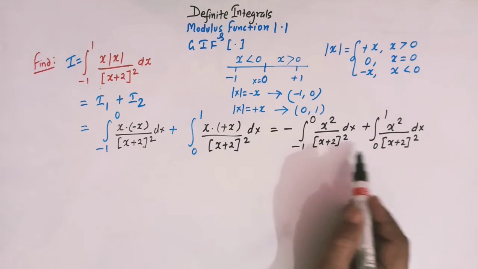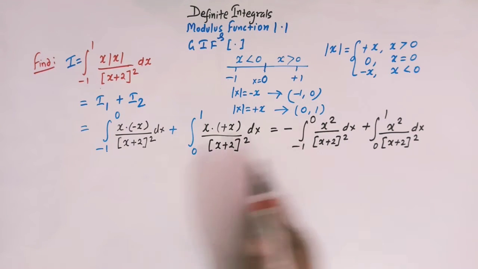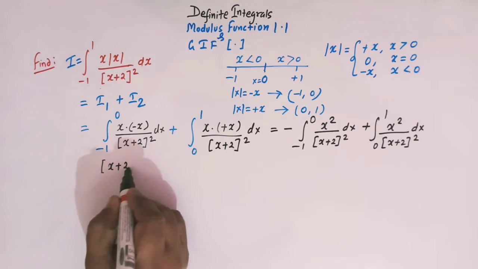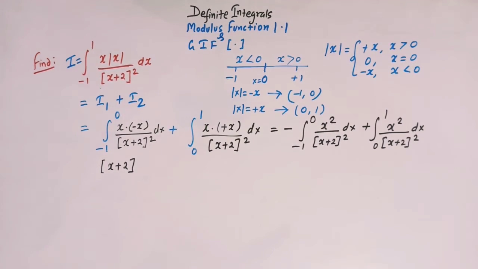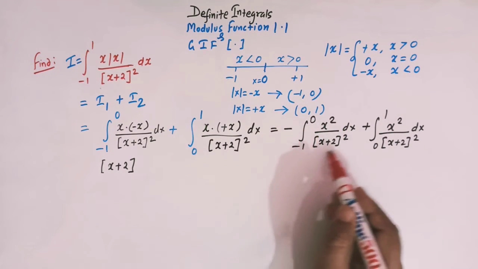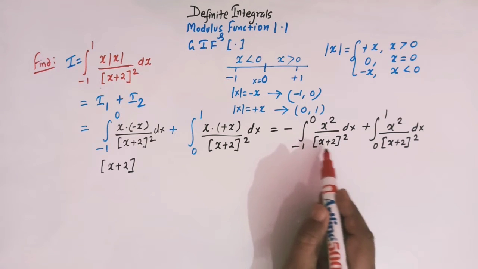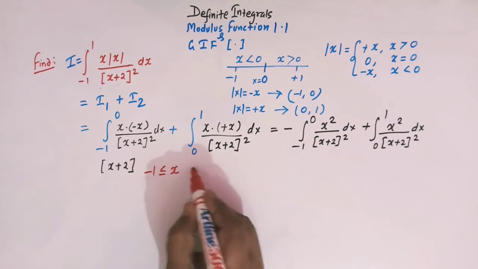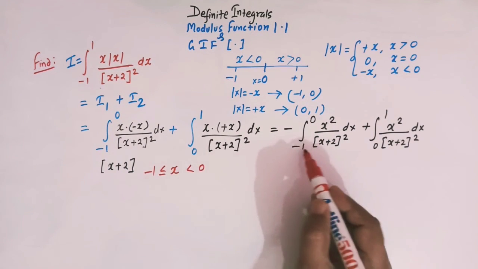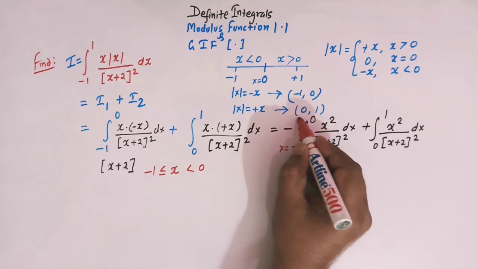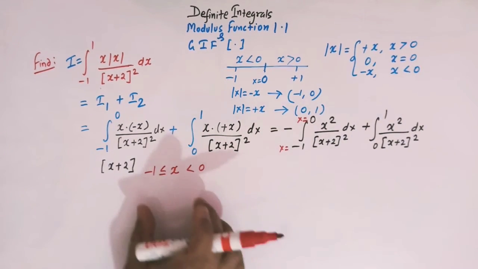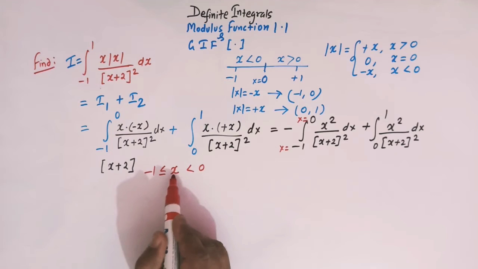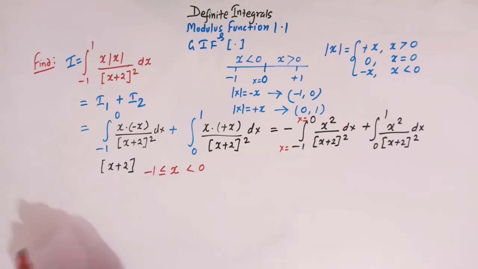Okay, so now we'll try to assign values to this function, that is greatest integer of x plus 2. Now let us see the first integral, that is I1, right? See here x varies from -1 to 0, right? So x varies from -1 to 0, and we have to assign a value to greatest integer of x plus 2 when x lies between -1 and 0, right?